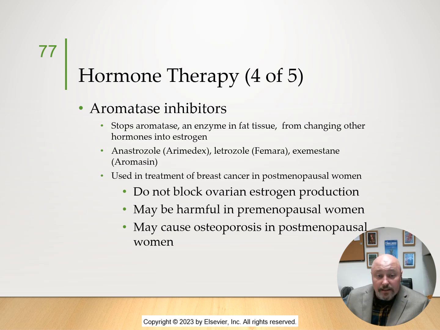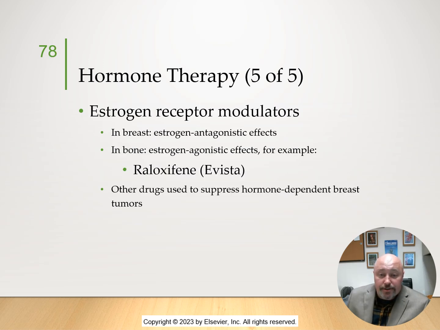Another hormone therapy is aromatase inhibitors, and these stop aromatase, an enzyme located within the fat tissue that works on changing other hormones into estrogen. They're used in the treatment of breast cancer in postmenopausal women, but keep in mind they do not block ovarian estrogen production, may be harmful in premenopausal women, and may cause osteoporosis in postmenopausal women. And finally, estrogen receptor modulators that work to suppress hormone-dependent breast cancer tumors.